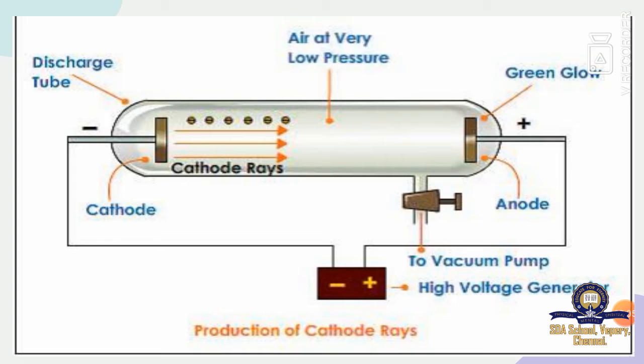So here you can see the cathode ray tube. You can see the cathode and anode, and through cathode you can see the ray is passing, which is cathode ray, and it has the charge minus, and on the anode side you have the charge plus. We will learn about this plus charge briefly now.